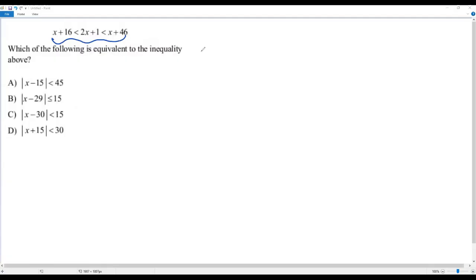Okay, now let me write the given compound inequality as it is. That is x + 16 < 2x + 1 < x + 46. Here, to get the equivalent absolute value inequality, I have to solve for x in the middle. So I have to get rid of the 2x on the sides. Let me subtract x from all three quantities. And also we have to get rid of the +1, so we subtract 1 from all three quantities.